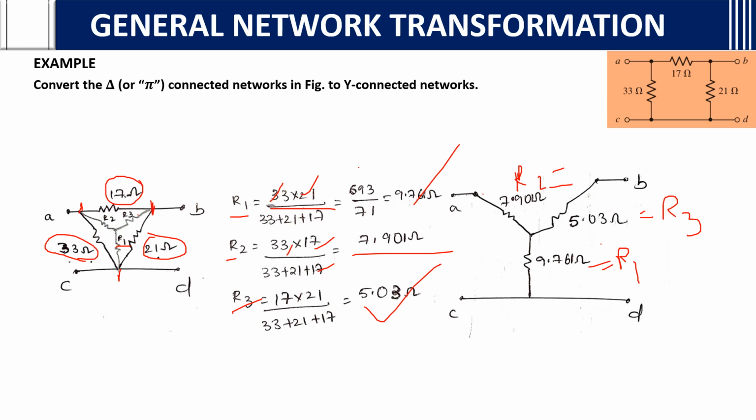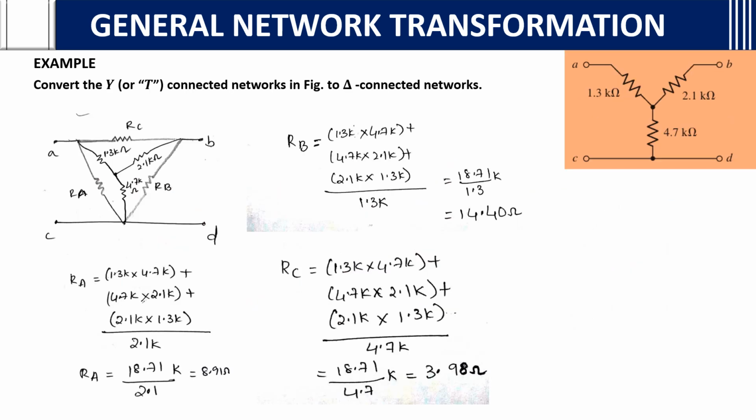how to convert star to delta. One of the equations we will see now. Here you see it is given in this form: Y connection or T connection or star connection. I'm sorry, it is not pi connection. This connection is given. What we want? A delta connection network, or we can say a pi connected network.